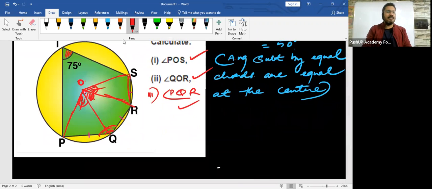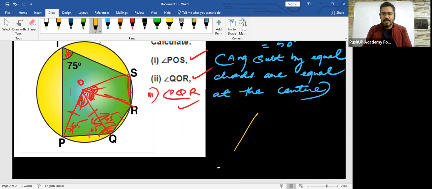I know what you must have done. OP and OQ are what? Radii of the same circle. So the central angle is 50. This angle is how much? 65. This is also 65. Then you clubbed both of them. So you got 65 plus 65, 130. Perfect, children. You'll get full marks for that.